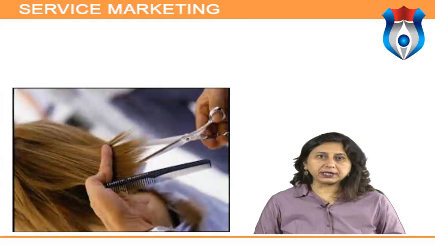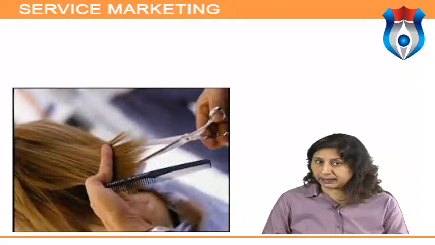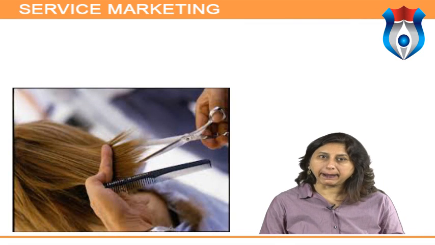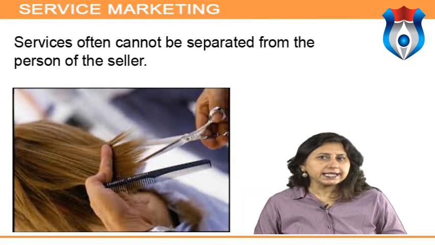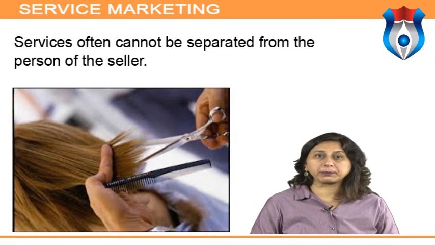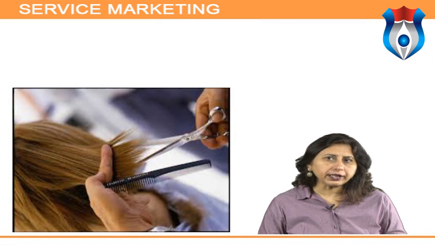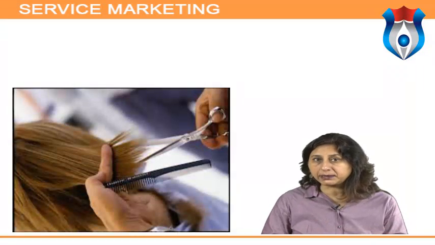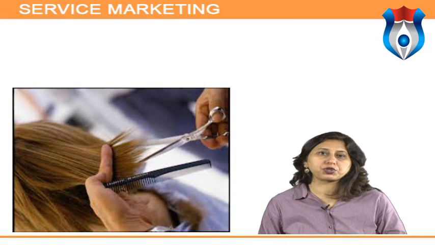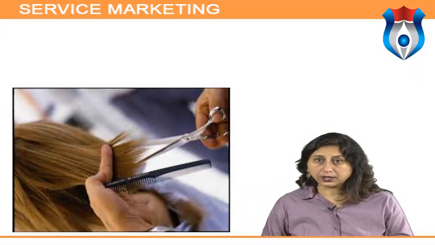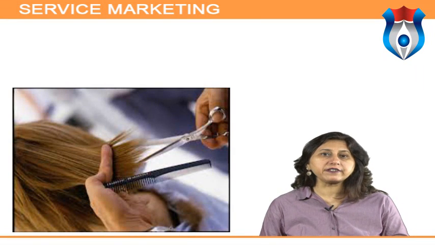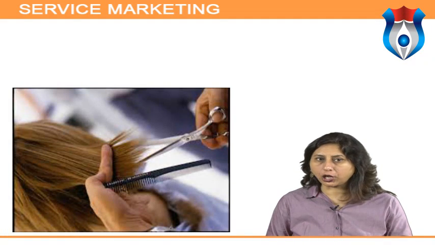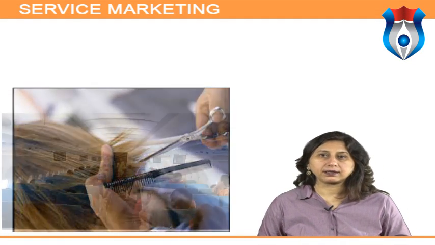Because of inseparability, customers not only want a specific type of service, but expect it to be provided in a specific way by a specific individual. Services often cannot be separated from the person of the seller. A corollary of this is that creating or performing the service may occur at the same time as full or partial consumption of it. Goods are produced, sold and consumed, whereas services are sold and then produced and consumed. Services cannot be separated from service providers.